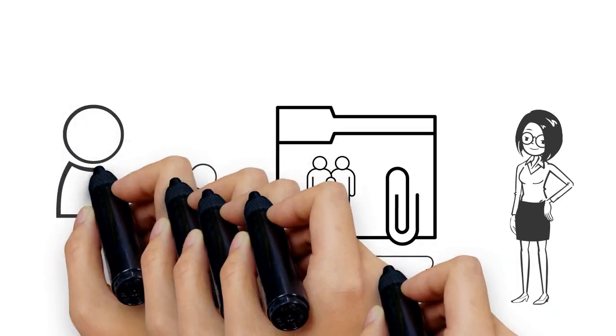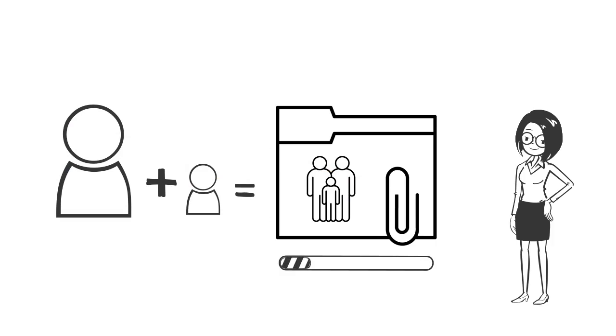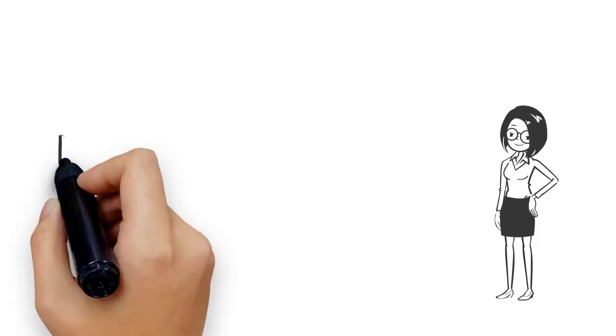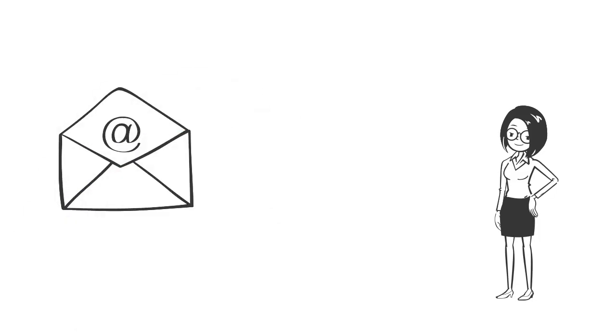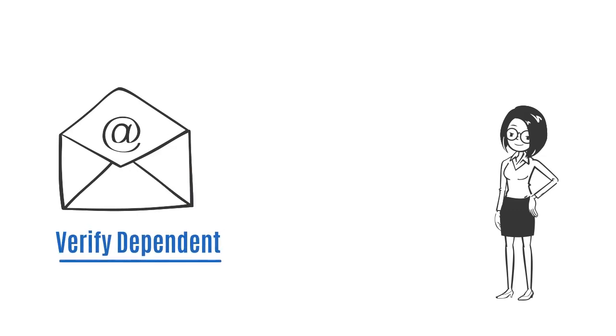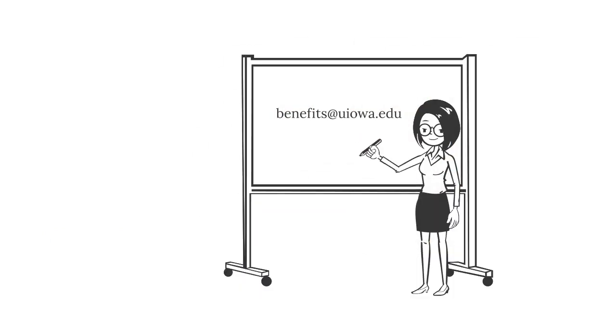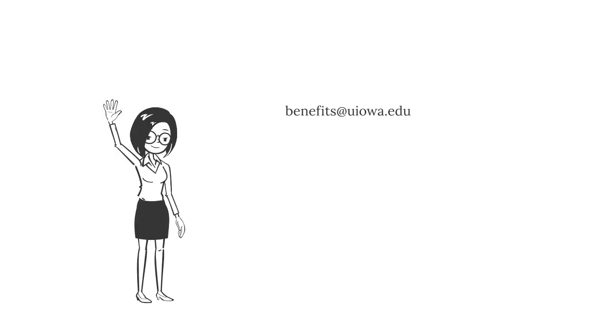If you added any new dependents to your coverage, you will be required to submit documentation to verify their eligibility. An email from University Benefits with further instruction will be sent once your verified dependent link is available in Employee Self-Service. If you have questions about enrollment, please reach out to our office at benefits@uiowa.edu.